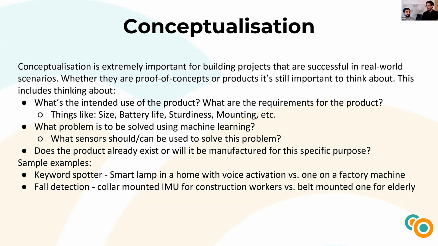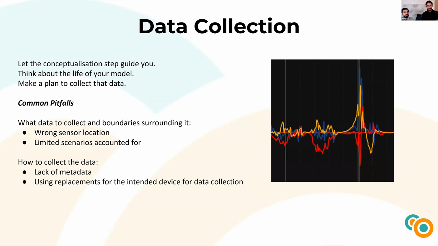And then likewise for fault detection, if you mount the IMU inside of the collar and intend it for construction workers versus putting it in a belt and intending it for elderly, that could drastically change how you collect the data. And coming up with a good concept ties into the next part, which is building a good data collection plan that covers the kind of data you want to collect.